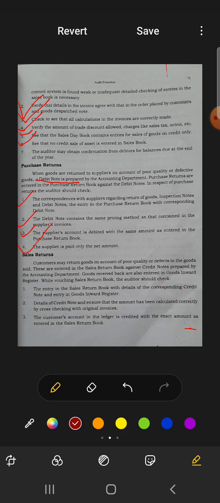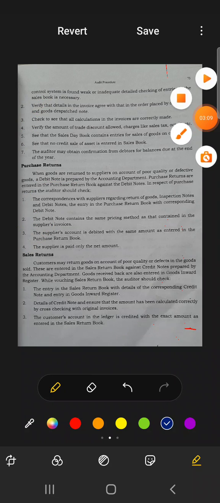Next is sales return. Sales returns are the returns done by the customer after making the sales. If the goods have poor quality or any defects, the customer returns goods to us. The customer may return the goods on account of poor quality or defects in the goods sold. These are entered in the sales return book.